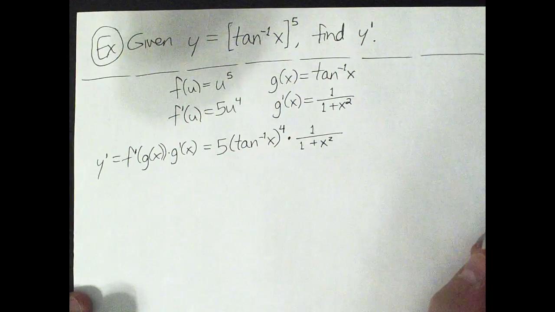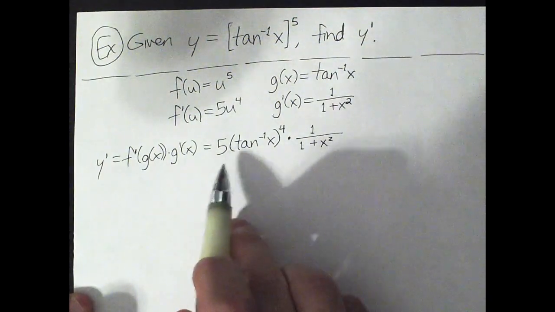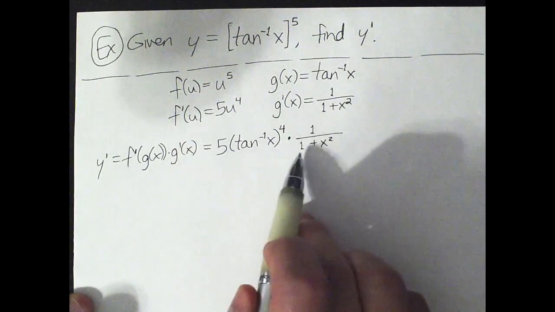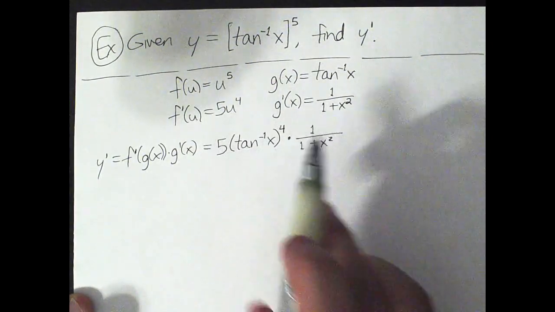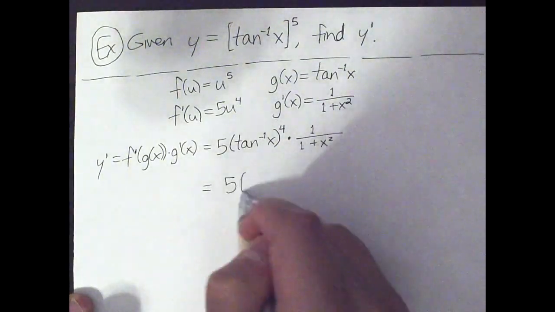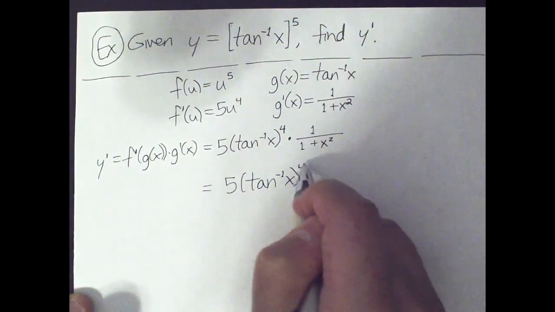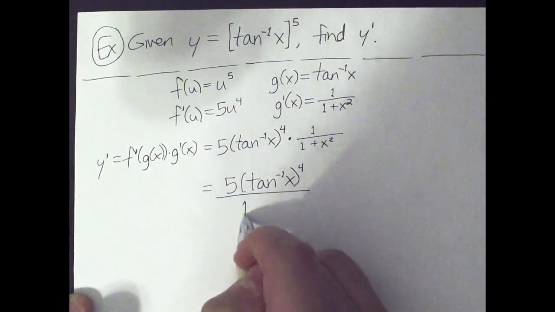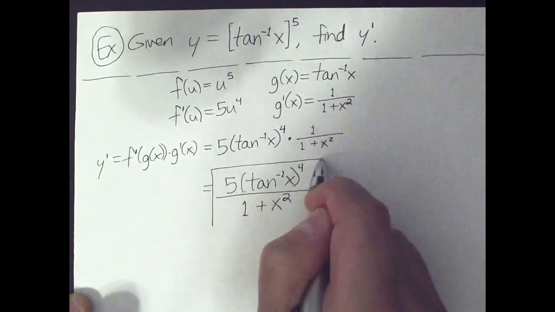Is there anything we can do to simplify this? It's not really that bad the way it is, but I think it would be nice to take this stuff, instead of having it be multiplied times a fraction, and move it up top, make it the numerator. So I wrote this as 5 parentheses inverse tangent of x to the fourth, all of that over 1 plus x squared. And that's a good answer.